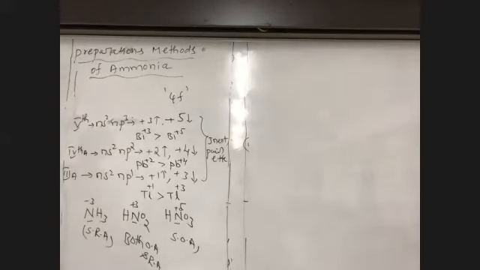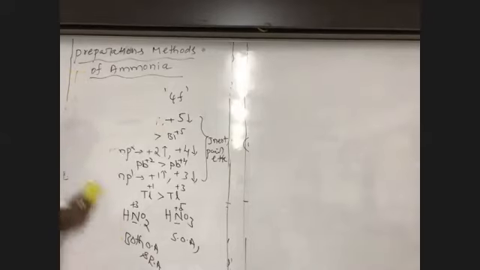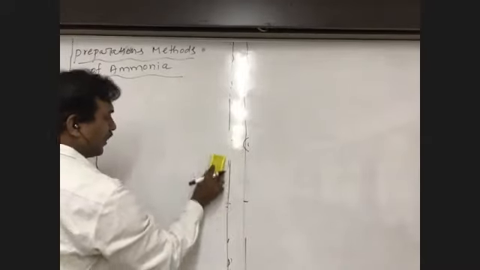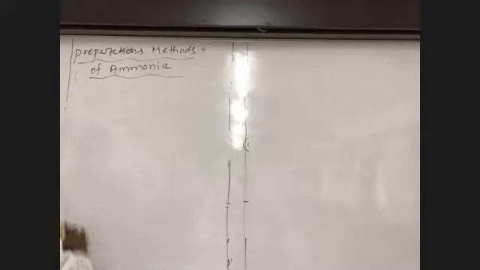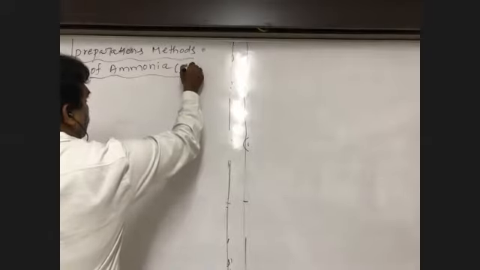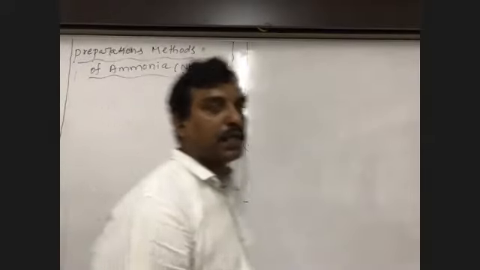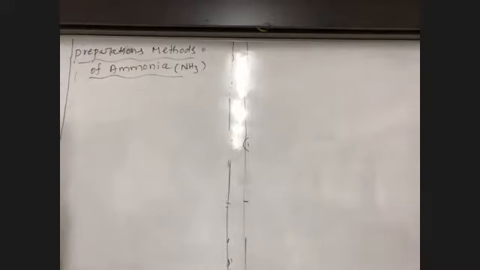Okay. Next, discussion about the preparation methods of hydrides. In the hydrides, the first one is ammonia, NH3, and PH3 also. So in this chapter we are discussing the preparation method of ammonia in the hydrides, and the preparation methods and properties of phosphine, that is called PH3.